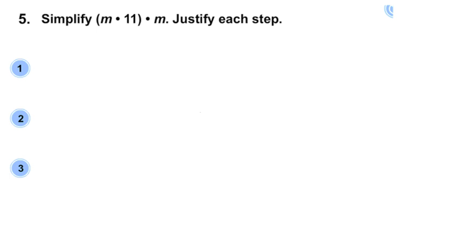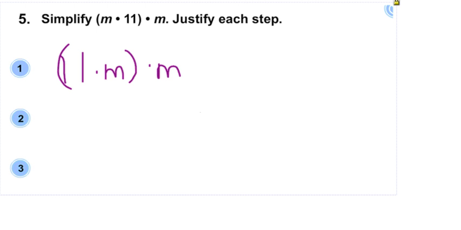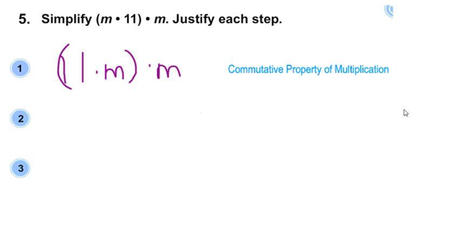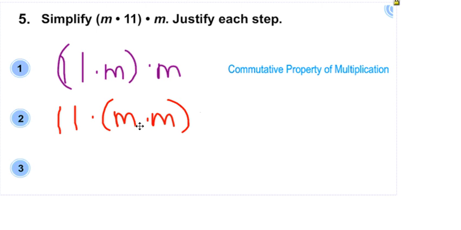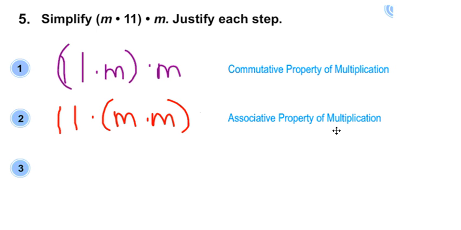Here's another example, m times 11 times m. So the first thing I'm going to do is I'm going to reorder all of these numbers. And I actually want to put my variables together, and I want to put my numbers together. So I'm going to write 11 times m, and then that's multiplied times m. So reordering again is a commutative property of multiplication. Now I want to put together or multiply my variables. So I'm going to change the grouping of this. So it's going to be 11 times m because I want to do my variables together. That's going to be my associative property of multiplication.